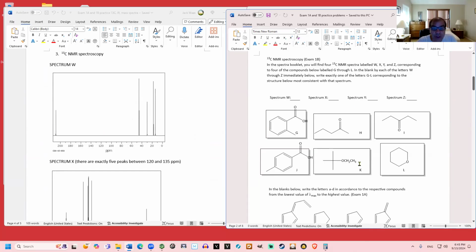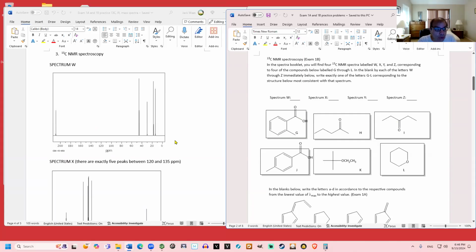So this also, in fact, rules out the two carboxylic acids, because carboxylic acid carbonyls are at more like 165, 170. But let's say you didn't know that. We can also rule out G and J because there are no aromatic carbons. That whole region of the spectrum is clear. So it can't be G or J. The only ones left with carbonyls are H and I.